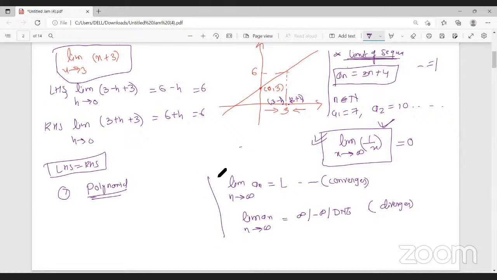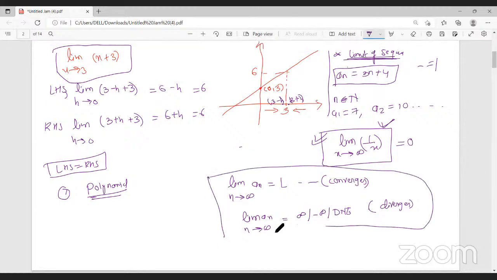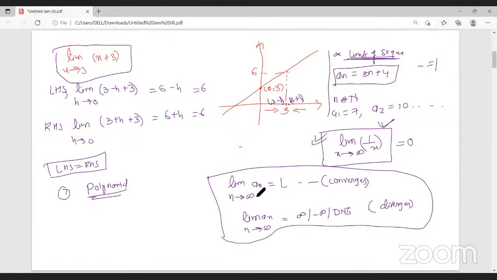So you understand the concept of diverges and converges, right? If the limit of x_n as n tends to infinity is L, a particular value, I can say it converges. And if the limit as n tends to infinity gives me infinity or minus infinity or does not exist, then I can say that this term is diverging, right? So we have to simplify the function and say whether it converges or diverges, right?